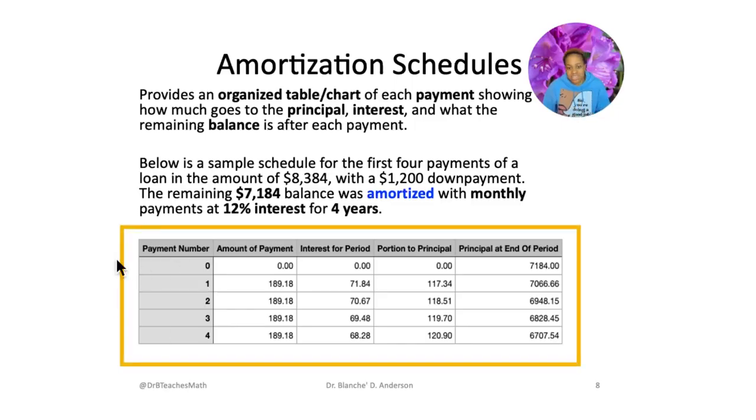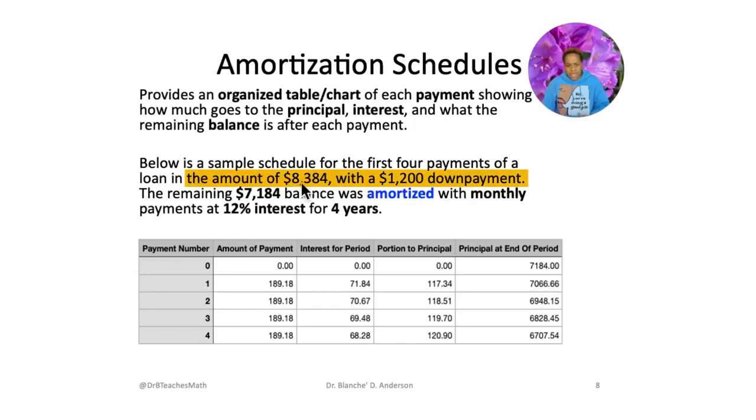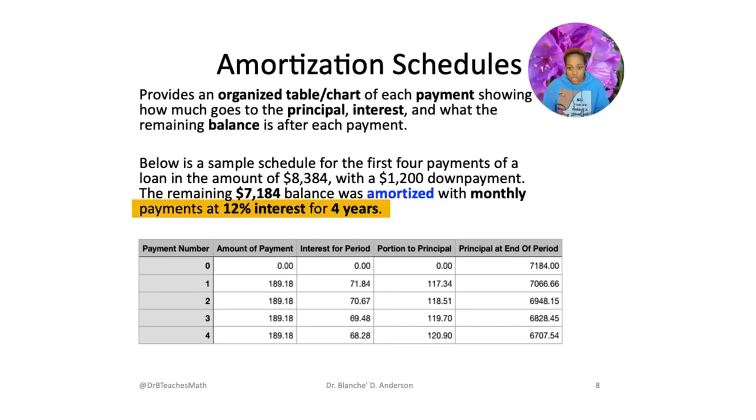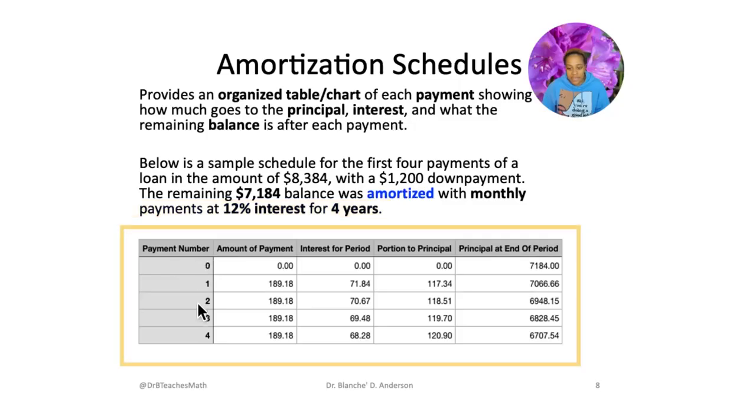So below, this is just an example of a loan of $8,384. They made a down payment. And then this $7,184 was the remaining balance that was amortized, meaning they created a payment that covered the principal and the interest. Monthly payments, 12% interest for 4 years. And then this schedule just kind of shows you, okay, this was my beginning. And then when I make a payment, this amount went to the interest, this amount went to the principal, and then this is what was remaining.